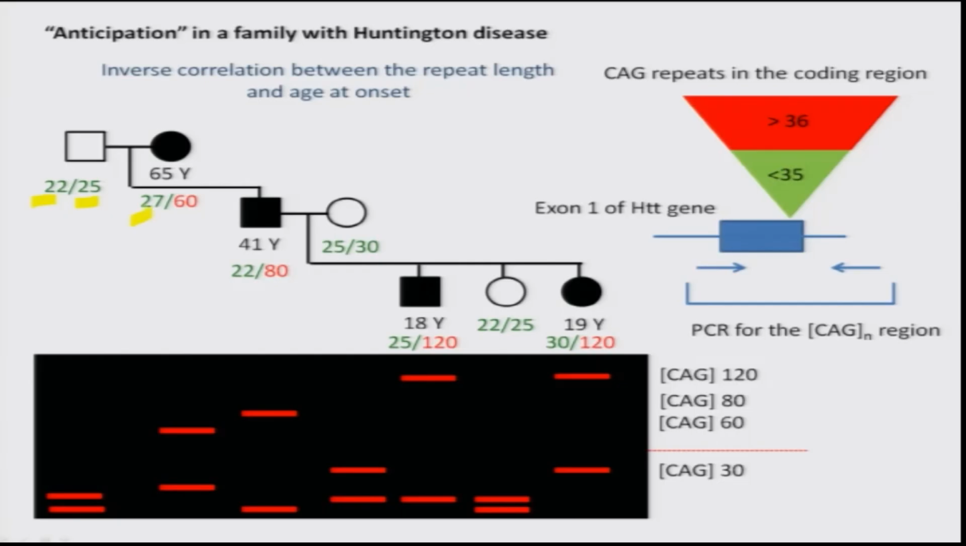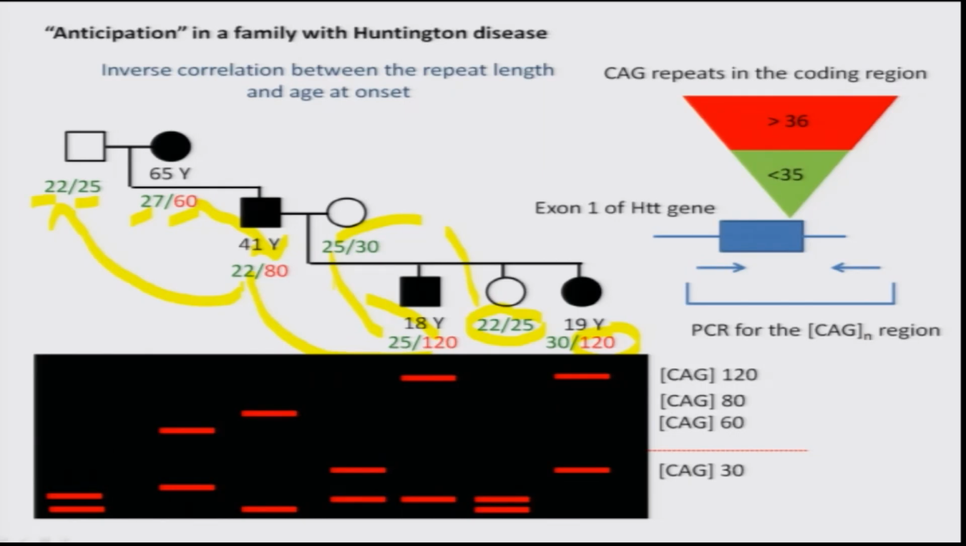This lady carried 27, which is a normal allele, and 60, which is the affected one. The 22 came from the father, and the 60 came from the mother. Obviously, 60 did not stay as 60; it expanded, the number increased. In the next generation, you can see that 25 came from the mother, but the 80 went up to 120. Whereas this individual was lucky: she got the 25 from her mother and 22 from her father, nothing happened, it stayed stable. But again, the allele that was 80, when it came from her father, became 120. So, the moment the repeat length exceeds 35, it becomes unstable.